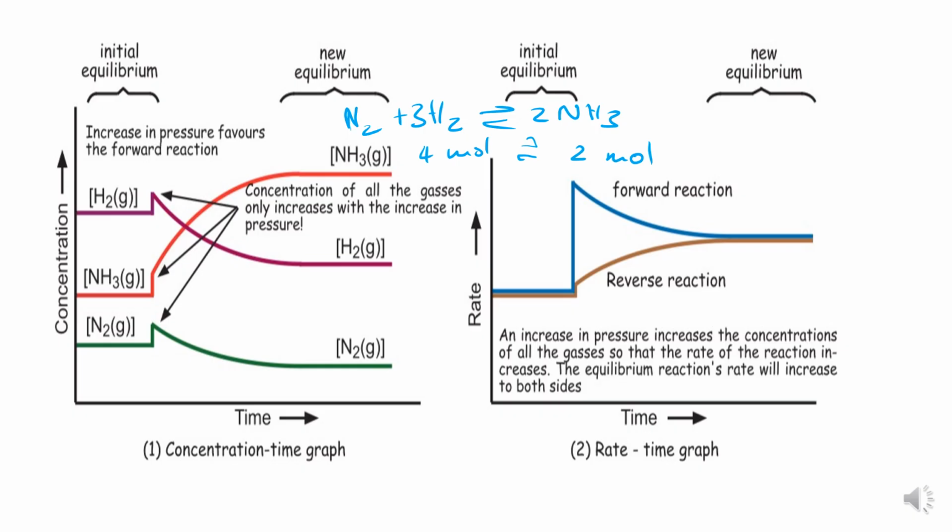That means that the reaction rates of both the reactions are going to increase, since all the particles are closer together. But the one that is favored, which in our instance is the forward reaction, is going to increase much more than the one that is not favored. So the forward reaction is going to increase more than the reverse reaction, right?